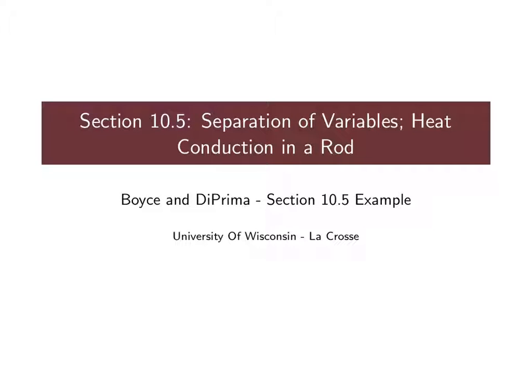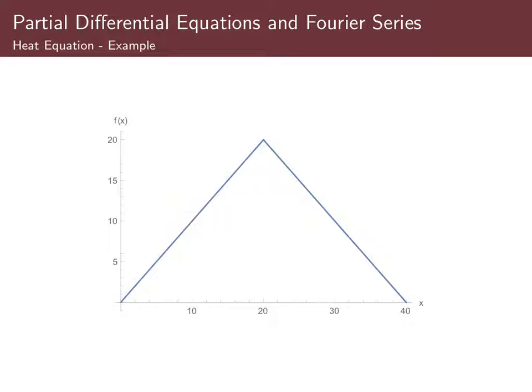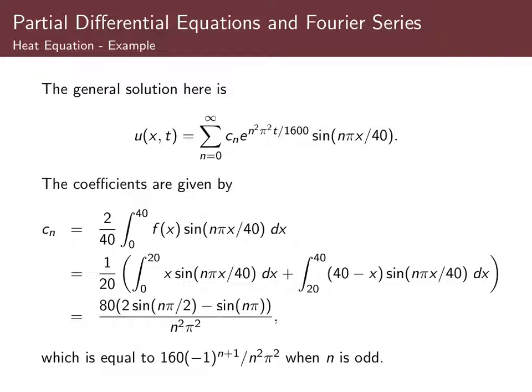Okay, welcome to your example in section 10.5 on separation of variables, heat conduction in a rod. So what we're going to do here is solve the heat equation where L is 40 and the initial heat profile is given by this function. This function can be seen to be just this sort of tent function over the interval 0 to 40. Okay, so the heat initially has a maximum in the middle of 20, and then it's fixed at 0 at the ends.